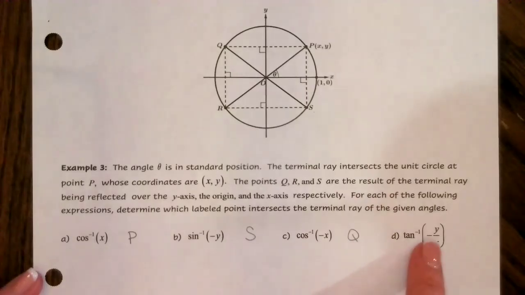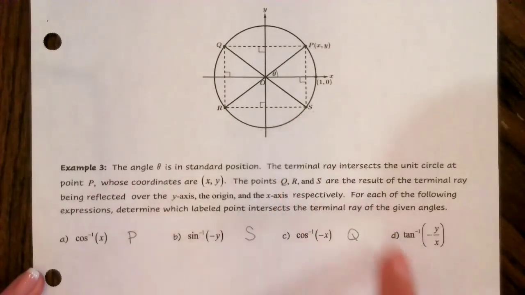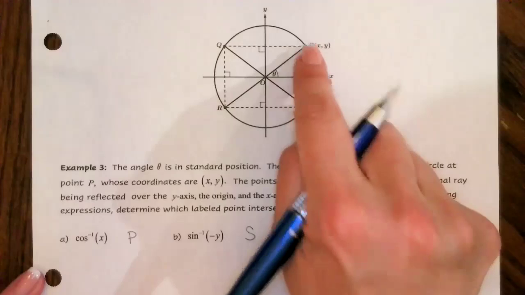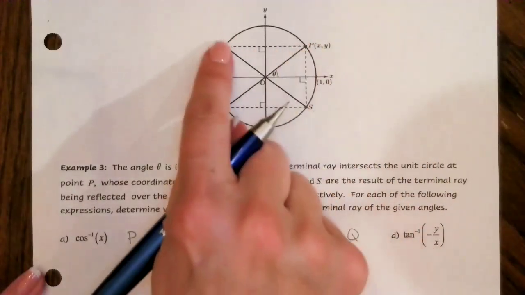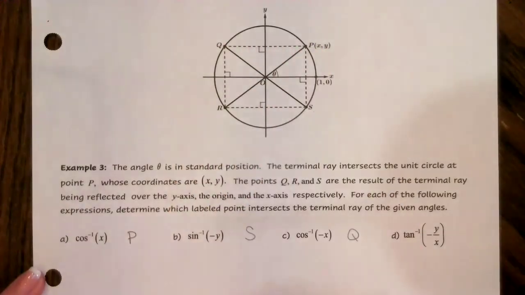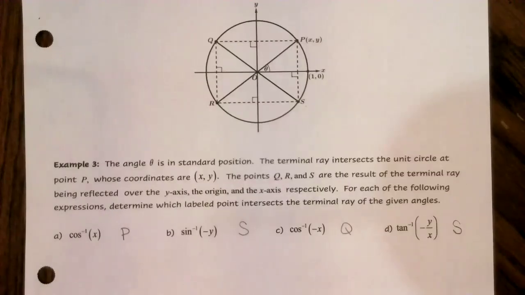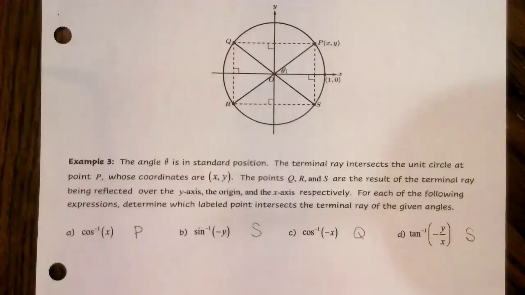And then when we're talking about the tangent inverse of negative y over x, we know that one's going to be S because the arc tangent only would work with these two, the arc sine would only work with these two, and the arc cosine would work with these two. So for this one, it would be S. So make sure that you're thinking about those domain restrictions when you are applying the answers to these.